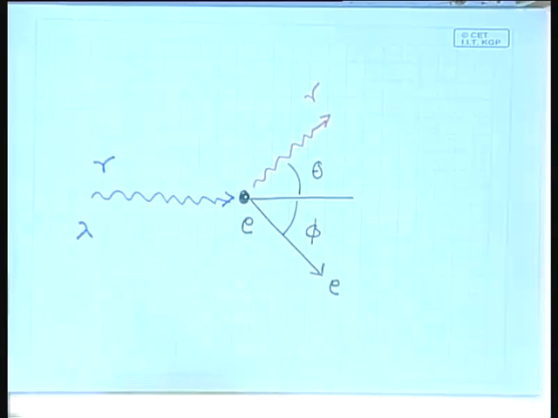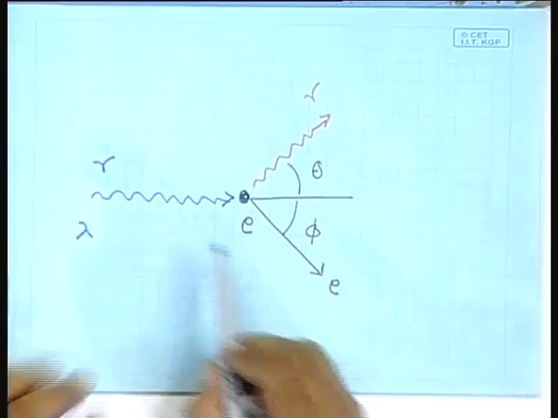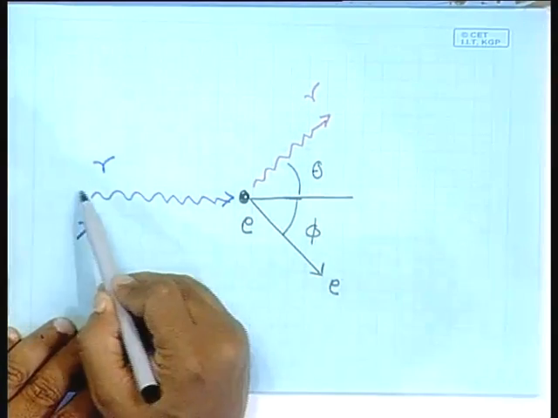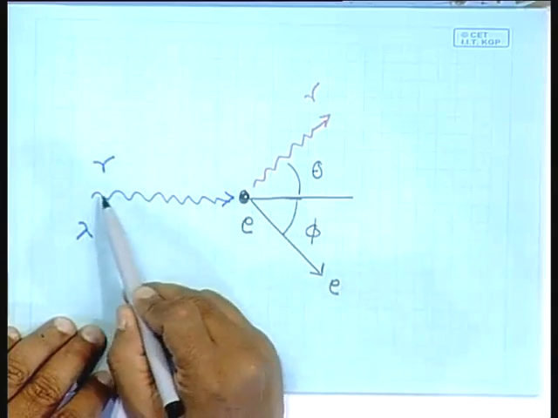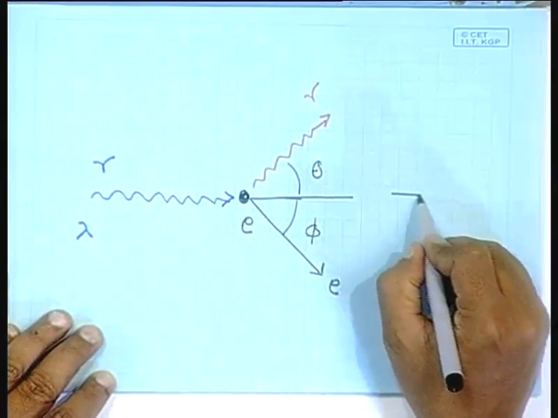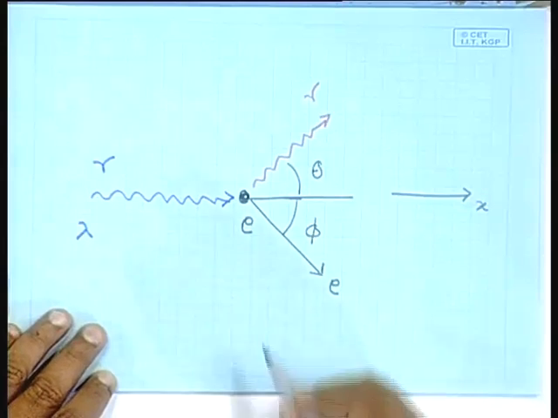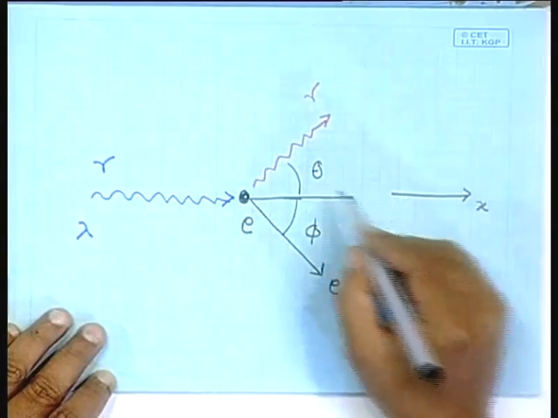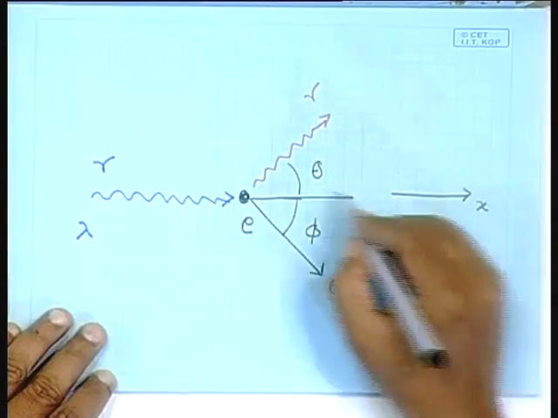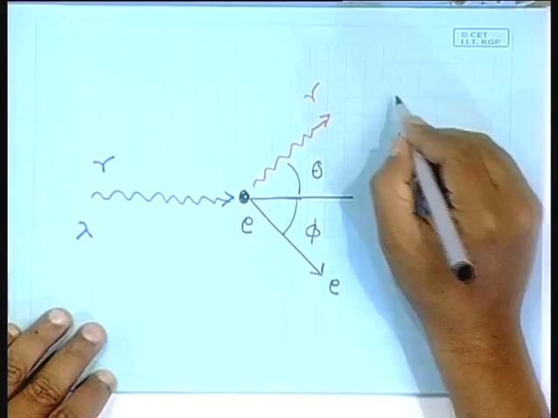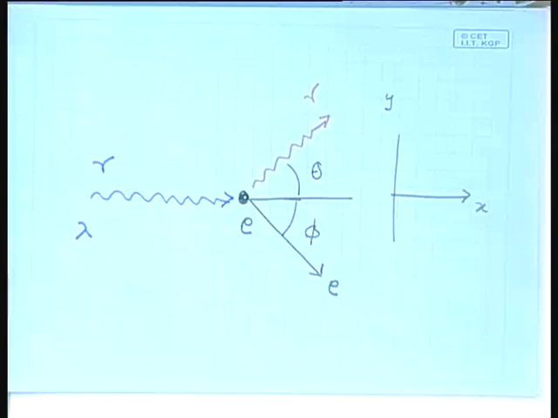So, this is the angle theta, this angle we are going to call phi. And remember that this angle theta is the scattering angle, because this is the direction in which the photon was initially traveling, the x-axis. The scattered photon makes an angle theta with the incident direction. So, this is the scattering angle theta, and we will call this the y-axis. We are not going to be interested in the z-axis, which is perpendicular to the plane of the paper.